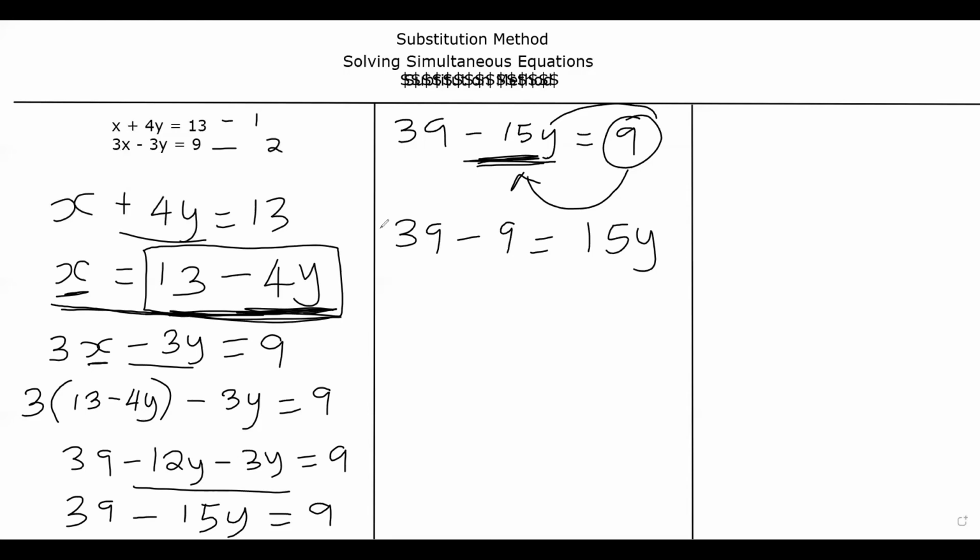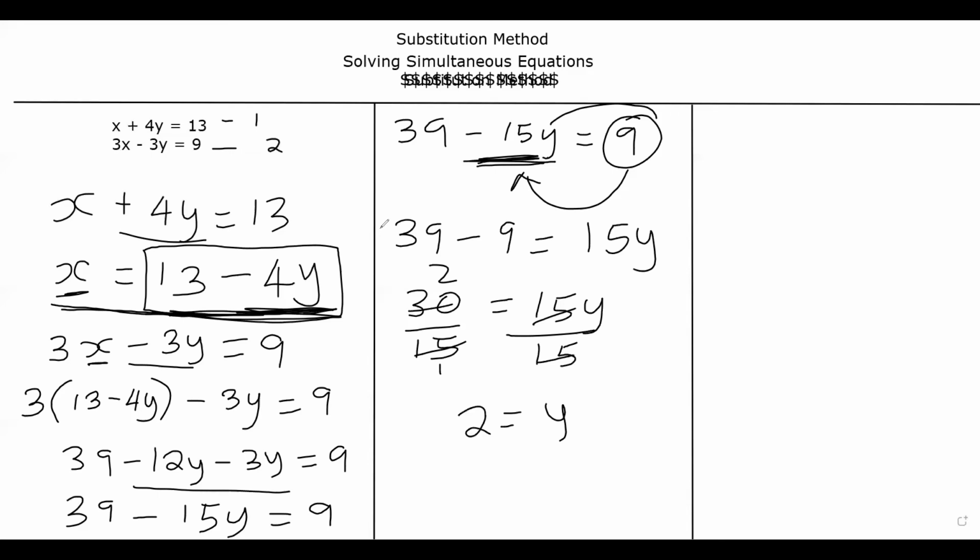Okay, now 39 minus 9 gives us 30 equals 15y. Okay, so we can divide both sides by 15 to get the value of y. So 30 divided by 15 is 2, so the value of y equals 2. Okay, great. Now from this point, we can take the value of y.